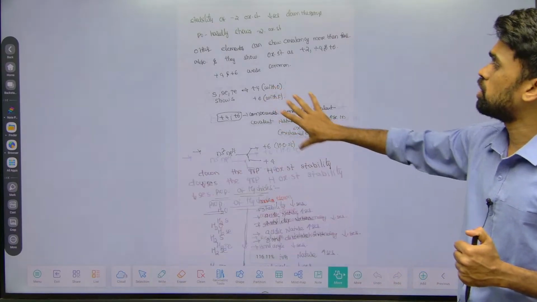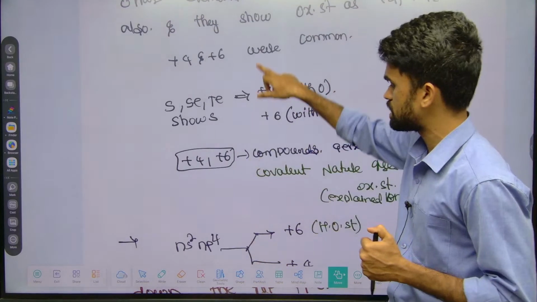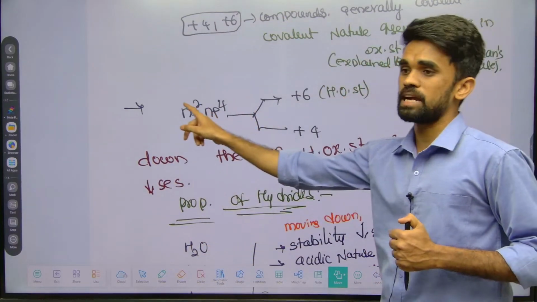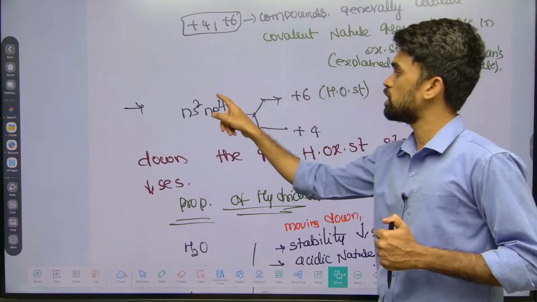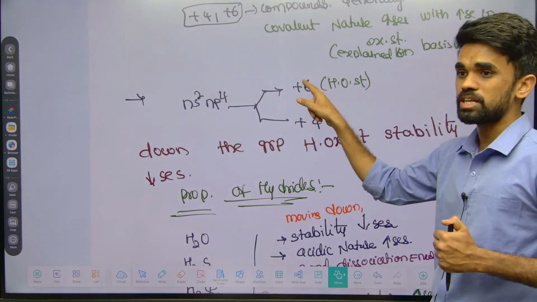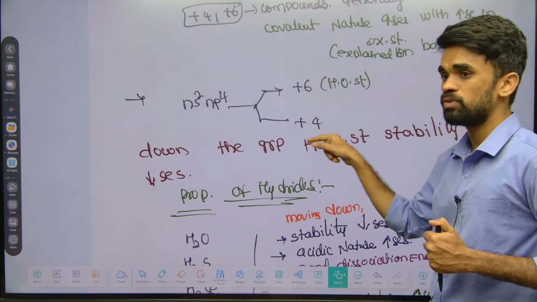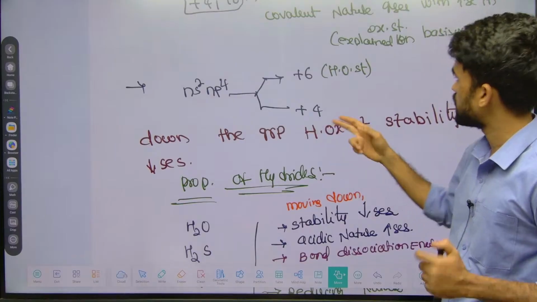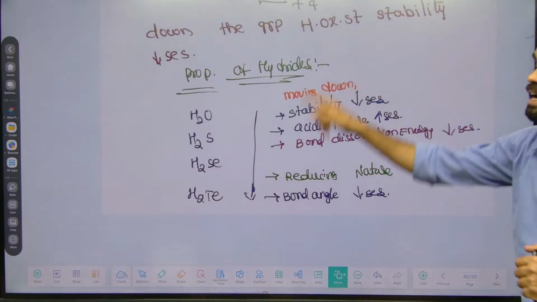What is the general electronic configuration? Once again you tell me. ns2 np4. If I use all 6 electrons, it will be +6. If I use only the np electrons, +4. Down the group, +6 oxidation stability decreases and +4 oxidation stability increases. What is the concept? Inert pair effect. Next, hydrides we discussed.